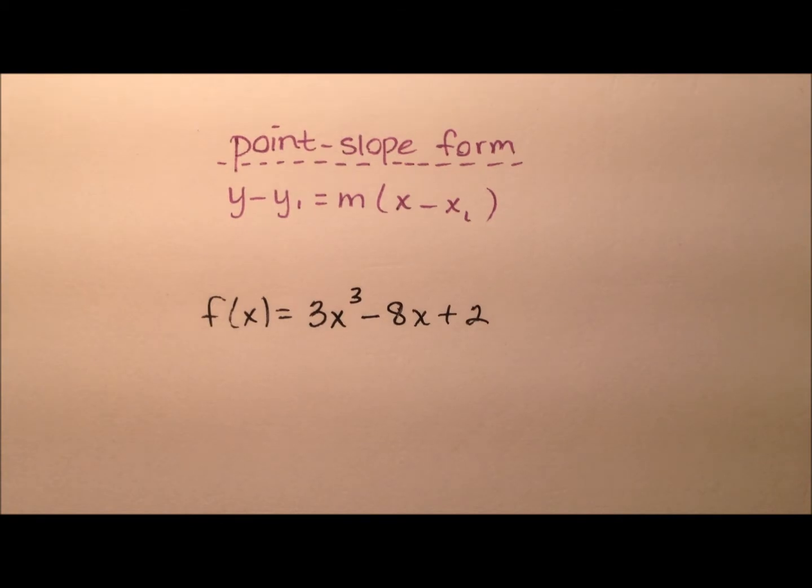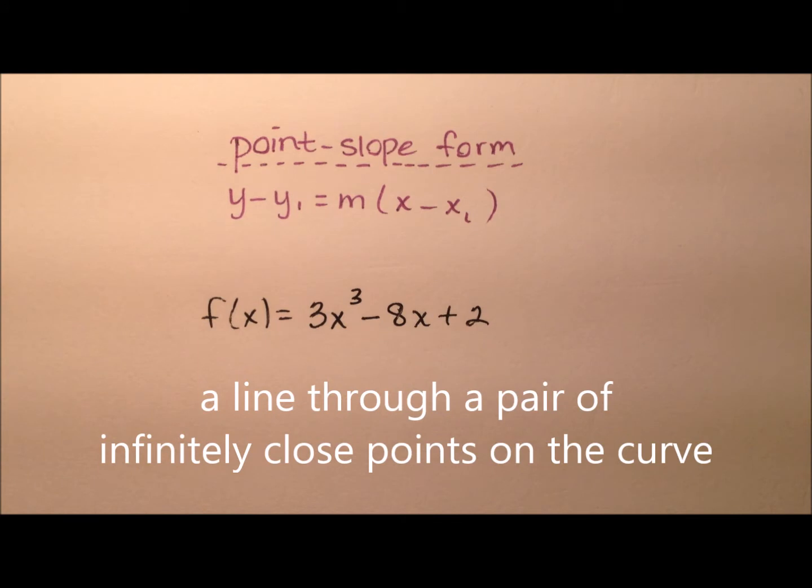In this video, I want to talk about how to write an equation for the tangent line of the graph of a function at a given x value. First, let's give a nice definition to what a tangent line is. Well, Leibniz defined a tangent line as a line through a pair of infinitely close points on the curve.